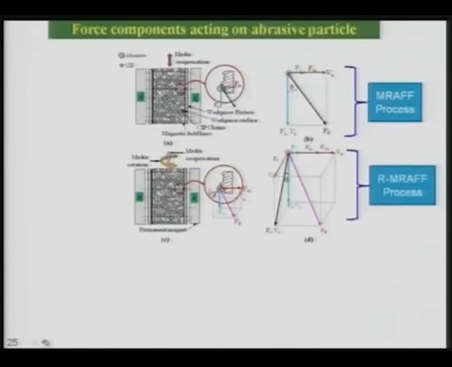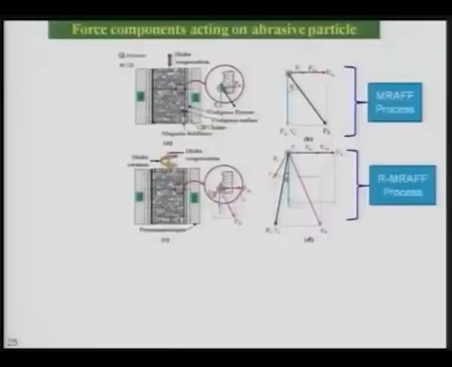Now the question arises, what is the advantage of rotating the magnet so that you get helical motion of the abrasive particles with respect to the workpiece surface? That is shown over here with the help of force diagrams. You can see on the left side you have the north and south poles, and here is the figure which shows the mechanism of material removal. Normal force is acting, and here is the axial force. Normal force is responsible for the penetration of the abrasive particle in the workpiece, and axial force is responsible for removal of the material from the workpiece in the form of micro nano chips.